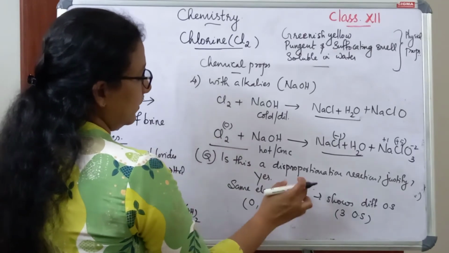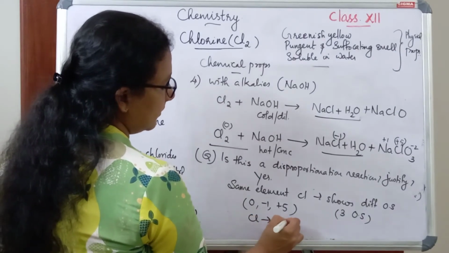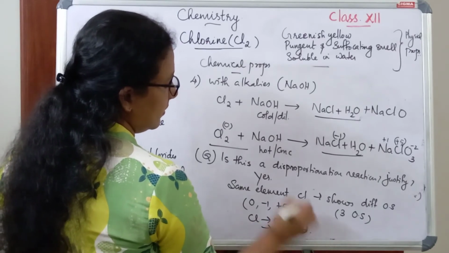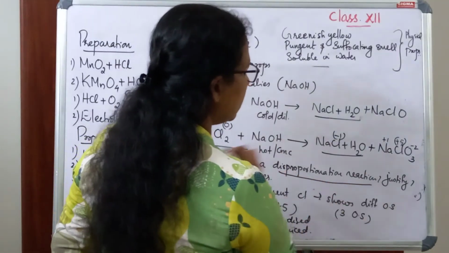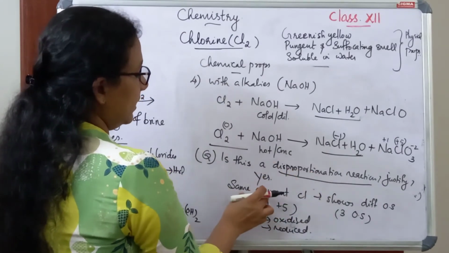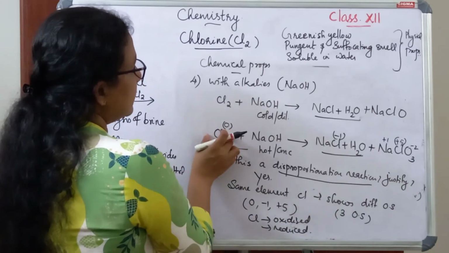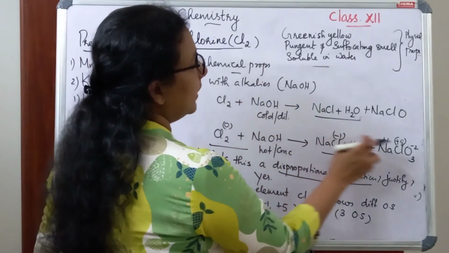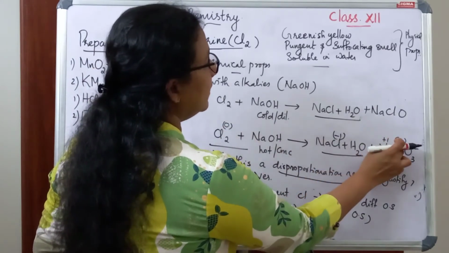That means the element chlorine is oxidized and at the same time it is reduced. So it is actually a special type of redox reaction that is called a disproportionation reaction. In a disproportionation reaction, the same element shows different oxidation states. Here on the reactant side, it shows the 0 oxidation state. On the product side, it shows -1 and +5 oxidation states. So 0 comes in between -1 and +5.